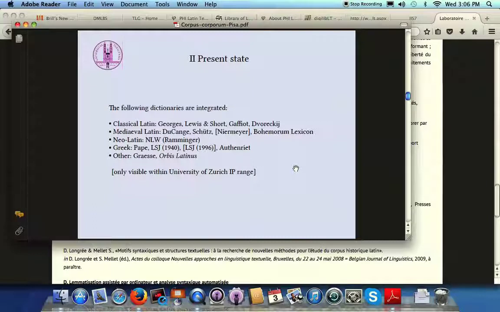For Greek, we have the important Greek-German dictionary by Pape, and we have the most authoritative Greek-English dictionary, the LSJ, the Liddell-Scott-Jones. The old edition from 1940 is freely available. The more recent edition from 1996 is unfortunately only available to University of Zurich collaborators because it's not freely available. The same is true for the medieval Latin dictionary by Niermeyer, which I cannot show to everyone on the internet. We also have the Orbis Latinus by Graesse, which is basically a lexicon of place names in Latin, which can also be useful.